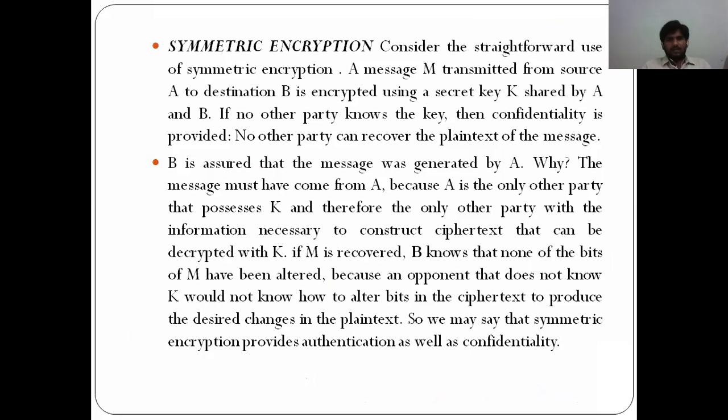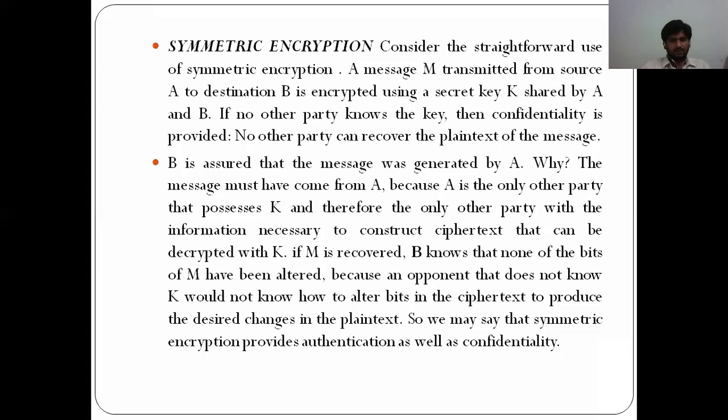So, symmetric encryption. Consider the straightforward use of symmetric encryption. A message M is transmitted from the source A to destination B. I'm giving the explanation about this proposed diagram, so I'm simply reading. Please listen carefully, then we can understand. A message M transmitted from source A to destination B is encrypted by using the secret key K shared by A and B.